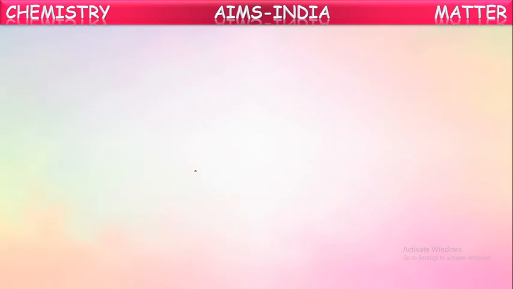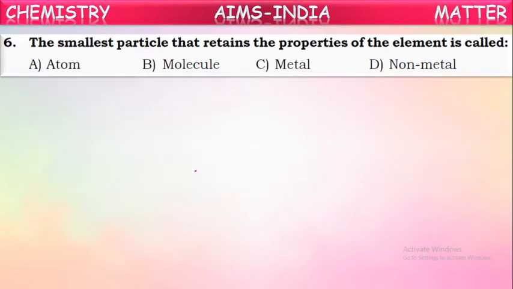Okay, next. The smallest particle that retains the properties of an element. The smallest particle of an element which retains its properties is called an atom. Atom is the smallest particle of an element which shows the complete properties of that element. It's the atom.